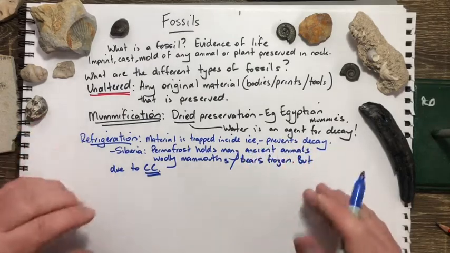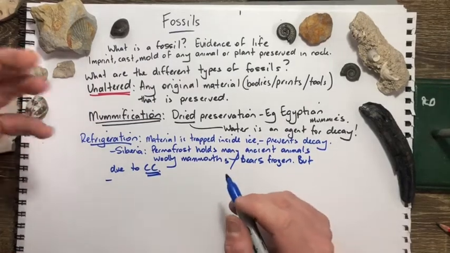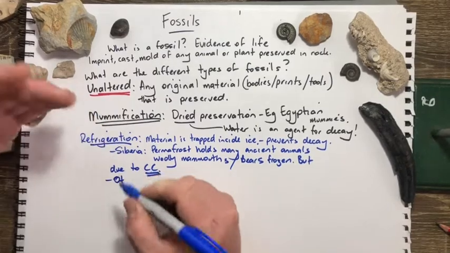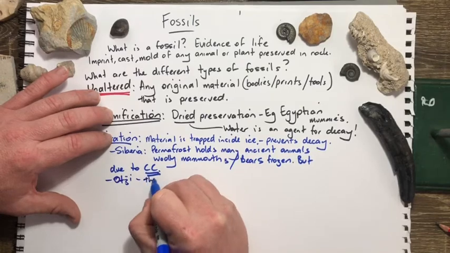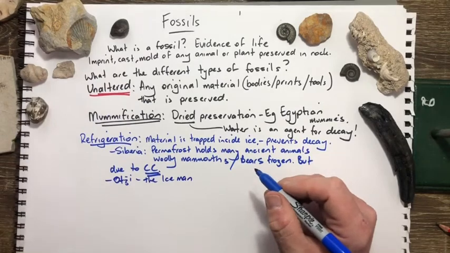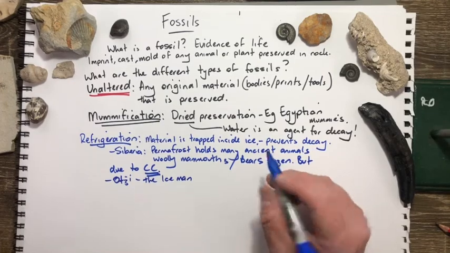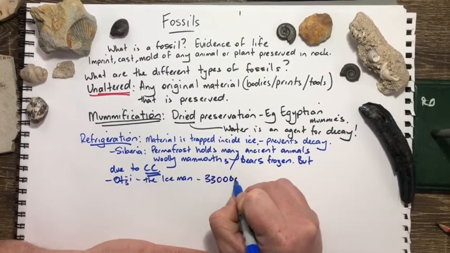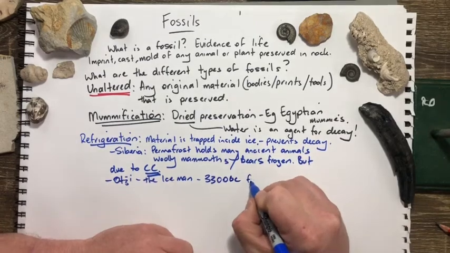It doesn't just link to animals though, it also happens to people. And there's some really good examples of people that have been frozen. One is a guy called, I don't know if it's his real name, Oti, and he's called Oti the Iceman. And he was found in the Italian / Austrian Alps about 20 years ago. And he was from 3,300 BC. So almost 5,500 years old, frozen in the Alps.